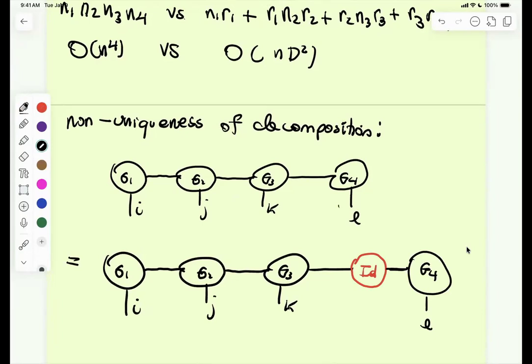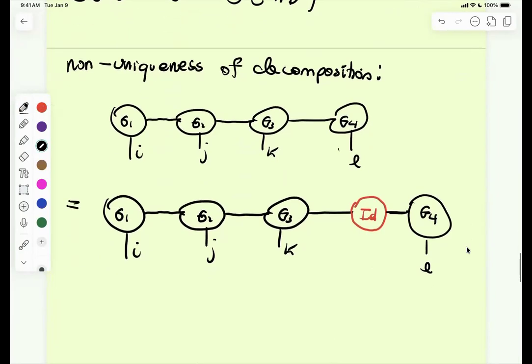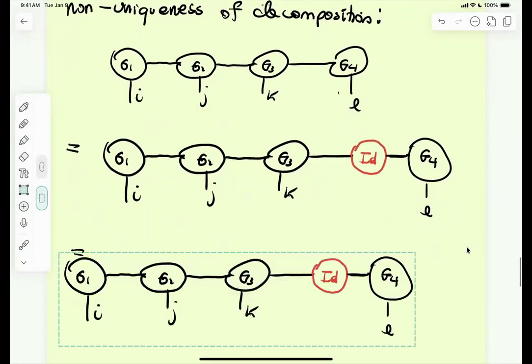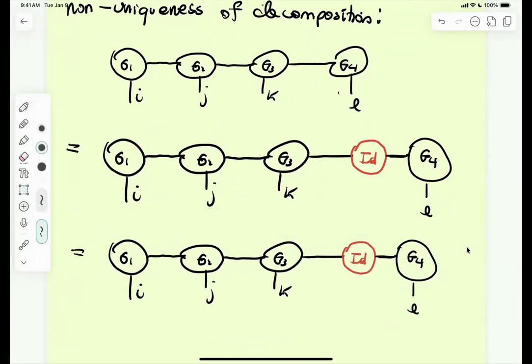But what is the identity? The identity is of the appropriate size; you just have to choose the right size for the identity matrix. You can always express the identity matrix as a matrix M times its inverse. Then imagine breaking these into two bubbles, and then you can move one bubble and merge it with the other. It's a fun trick. So this is the same.